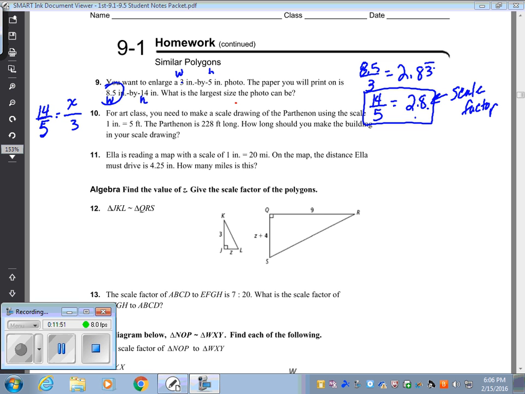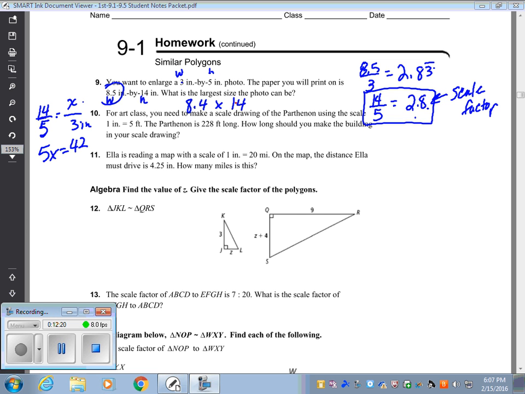Sorry guys, I realized I set up the proportion wrong, because the 5 inches is our original, so the 5 had to go at the bottom. I had to flip that. So 14 over 5 we know works. So we have 14 over 5 equals x over 8.5, and the x is the new dimension that we're trying to find. So 5x equals 42.5, and then we divide by 5, so that gives us the 8.4 by 14.